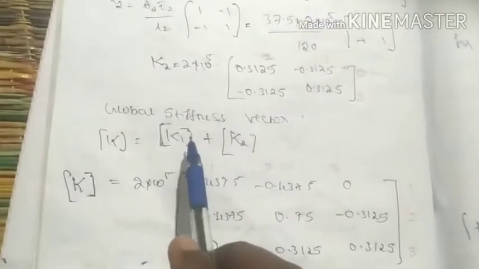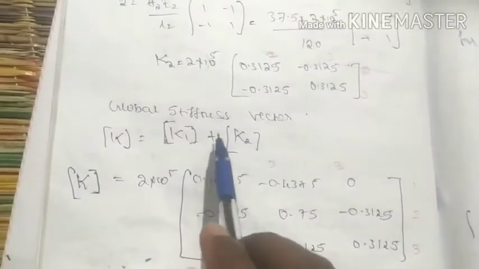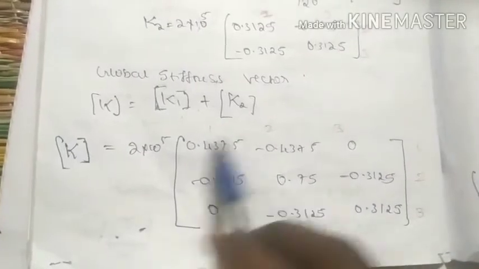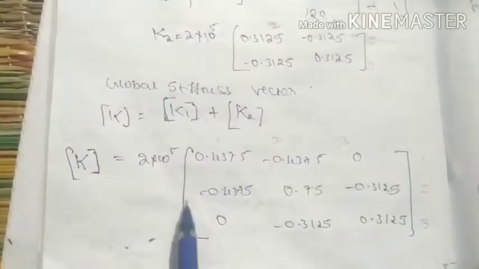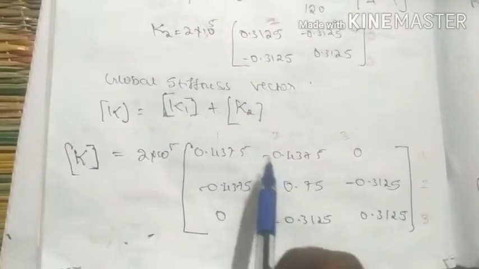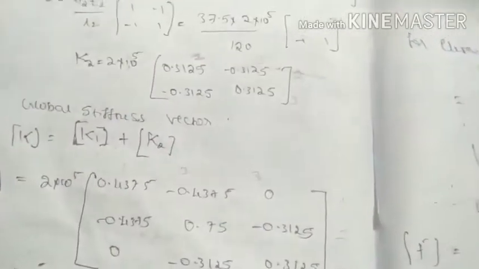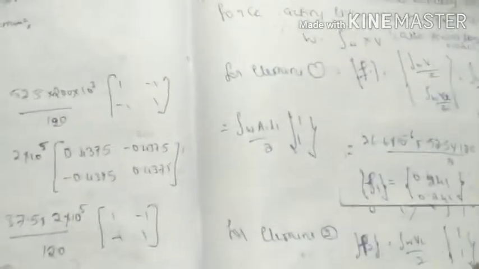And finally find the global stiffness matrix by adding K1 and K2. This is the global stiffness matrix. We got it. Now, this you know how to add. I already explained it in the previous video, so that is why we are skipping directly to the next step.